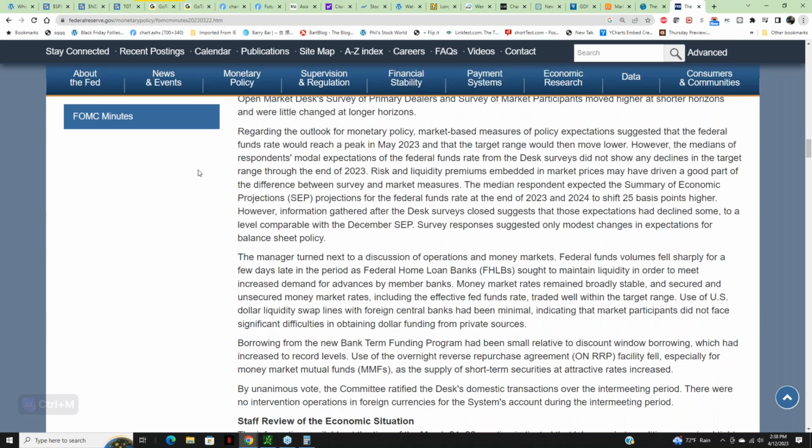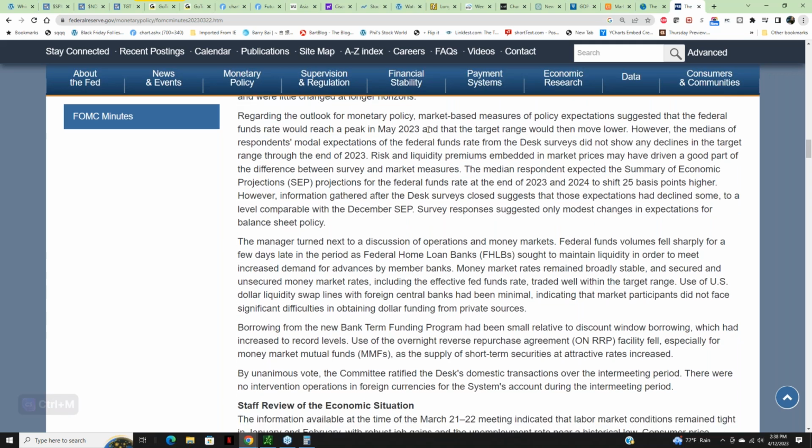Regarding the outlook for monetary policy, market-based measures of policy expected to suggest that the Fed funds rate would reach a peak in May of 2023, and the target range would then move lower. However, the medians of the respondents' expectations did not show any declines in the target rate through 2023. So in other words, expectations outside the Fed is that we peak in 2023 and go lower, and the Fed internally is like, well, that's idiotic. Why would we do that?